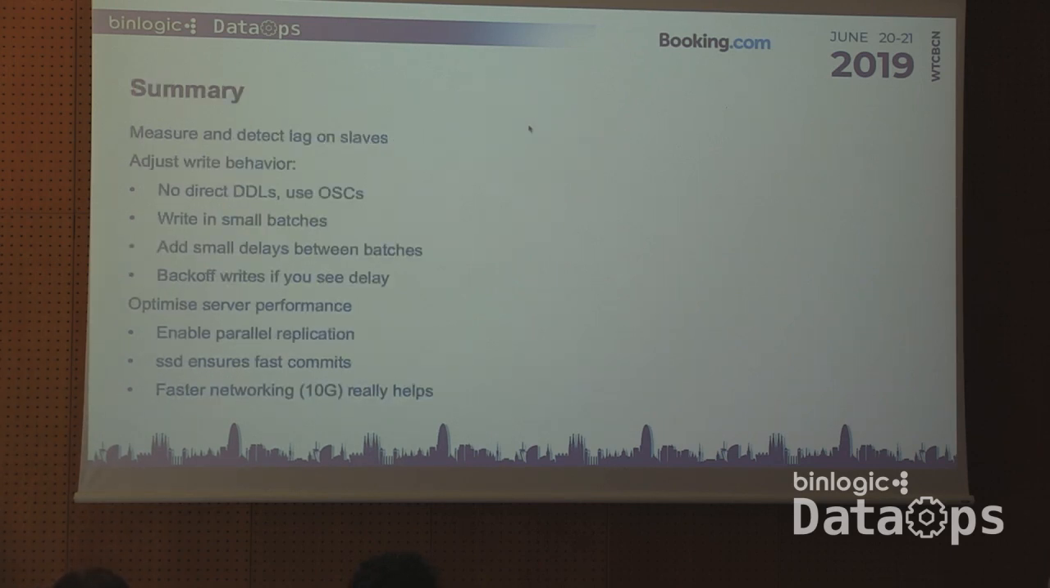So just to summarize very quickly: measure if you have a replication delay or you've seen it. You must measure it. If you can't measure it, then you can't see it and you don't know what's there. Make sure you don't do DDLs, use online schema changes to avoid that. Perhaps add small delays between writes when you batch stuff, obviously not like 10 seconds or anything. And then obviously make sure that you configure your servers properly.